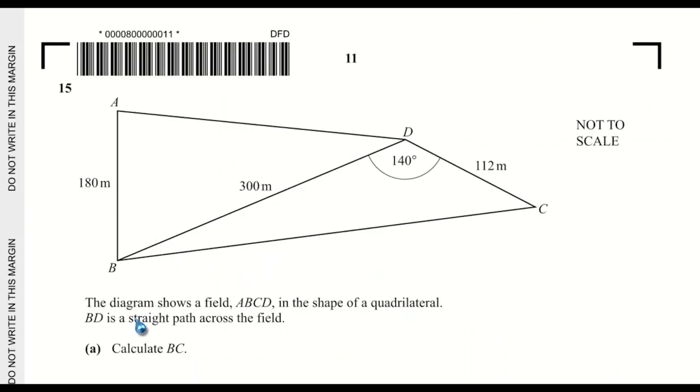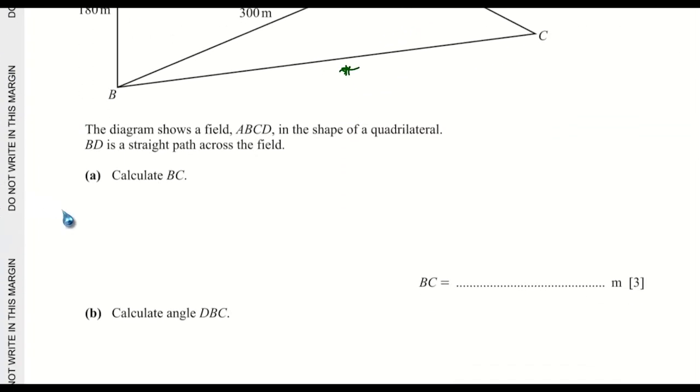Question 15. The diagram shows field ABCD in the shape of a quadrilateral. BD is a straight path across the field. Calculate BC. So BC is here. We can use the cosine rule. Let's scroll down. So we can use BC equals the square root of BD squared plus DC squared.